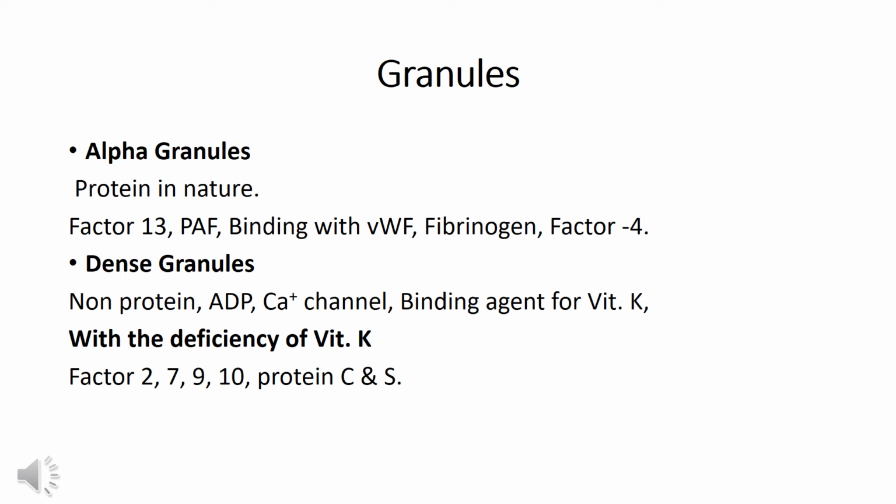Alpha granules are the most important granules, and are usually protein in nature. Alpha granules include factor 13, platelet activating factor, von Willebrand factor binding, fibrinogen, and factor 4. These are associated with the alpha granules. Then another important granule is the dense granules.